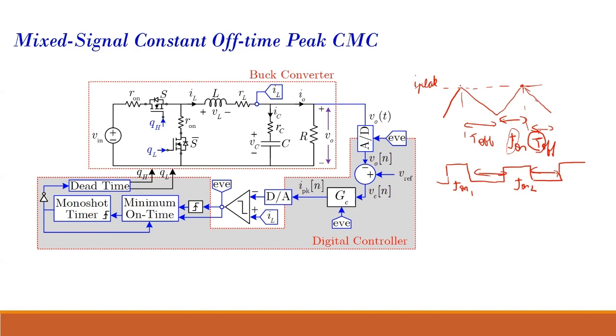It is peak. Once it reaches the peak, then it will trigger the off time, fixed off time. Okay. And then once the off time is completed, then it will turn on, then it will be high for a duration until it reaches the peak. Once it touches the peak, it will again be turned off for a fixed duration. So this is the concept of constant off time peak current mode control.